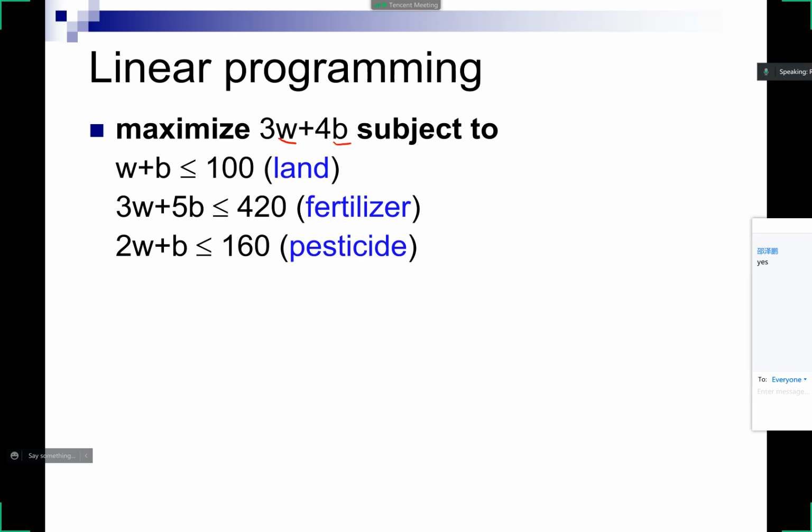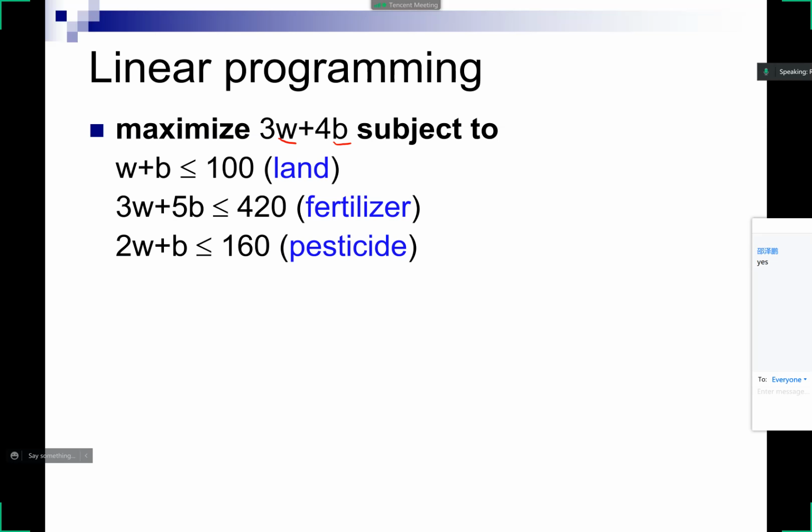Now, let's say the farmer is also trying to maximize some sort of linear objective function. Let's say that he makes $3 for each acre of wheat he plants and $4 for each acre of barley that he plants. So he wants to maximize the function 3W plus 4B subject to these constraints that he has to satisfy. This is an example of a linear programming problem. In order to solve problems like this, it's very useful to visualize these constraints and the objective function, because that provides us a lot of intuition for how to design a linear programming algorithm.